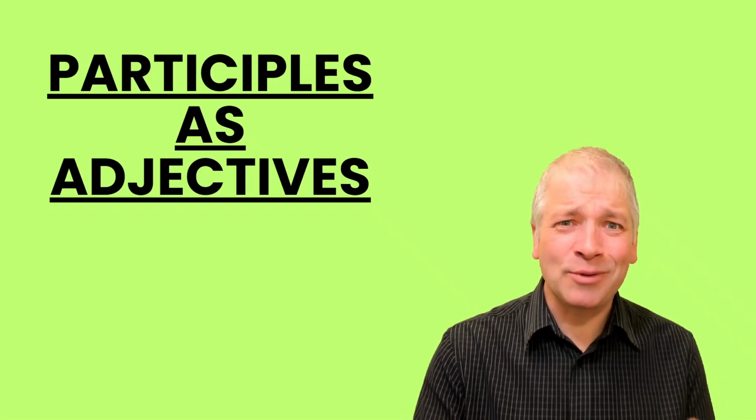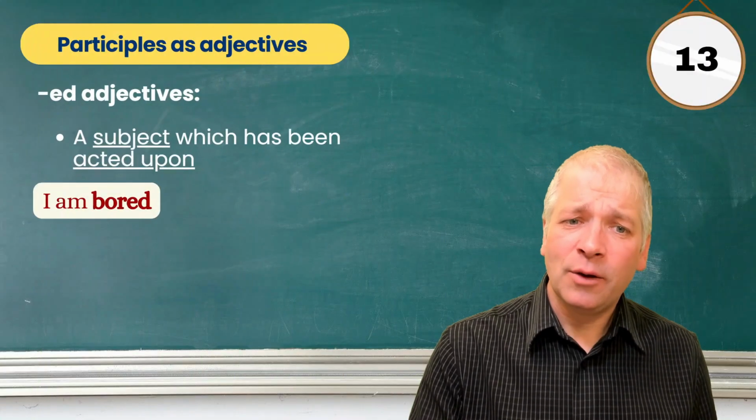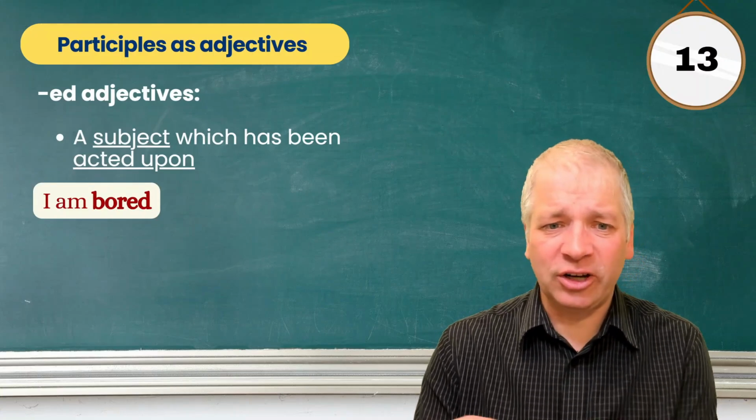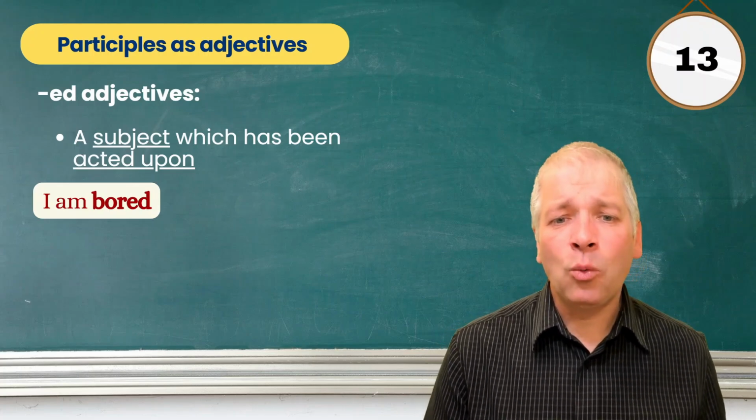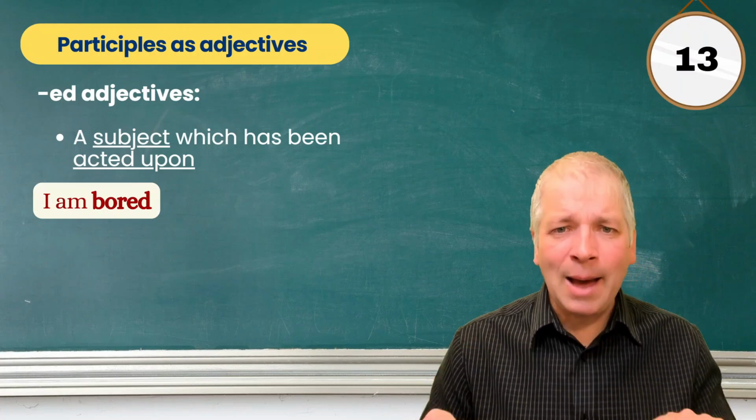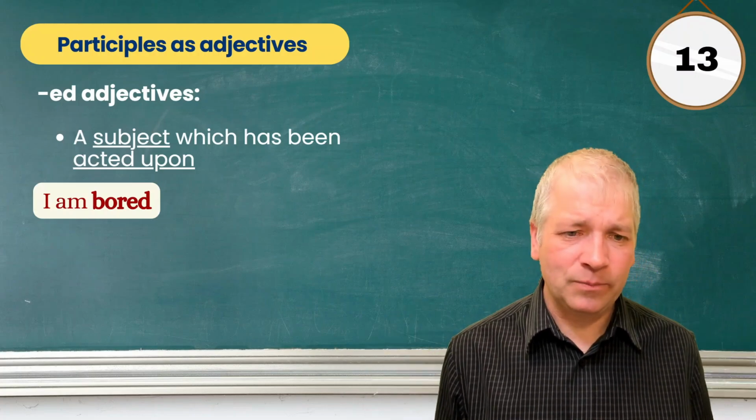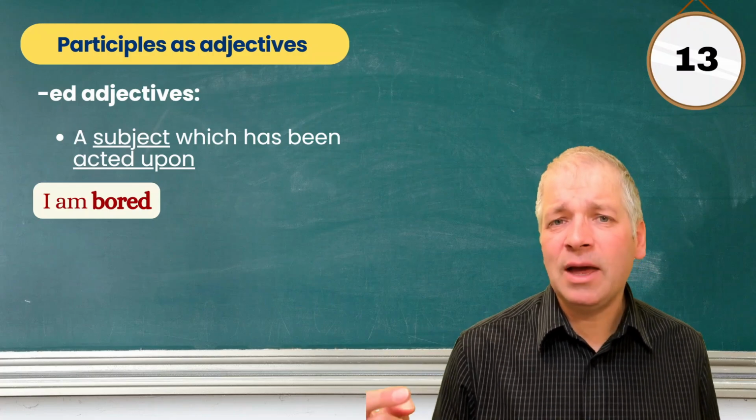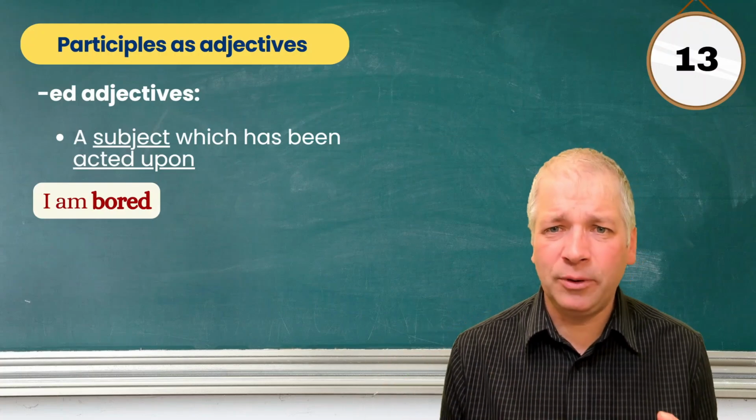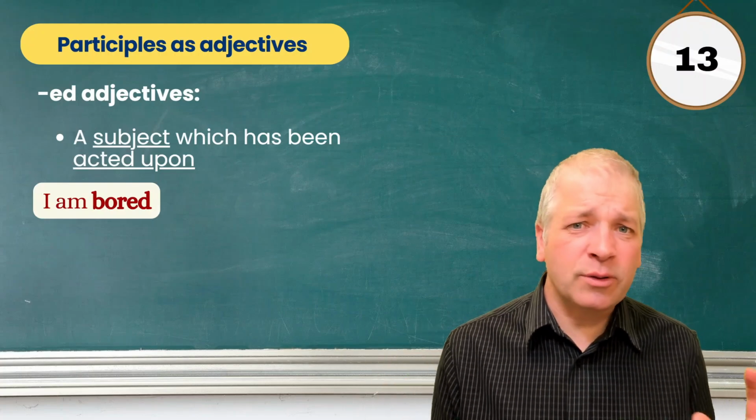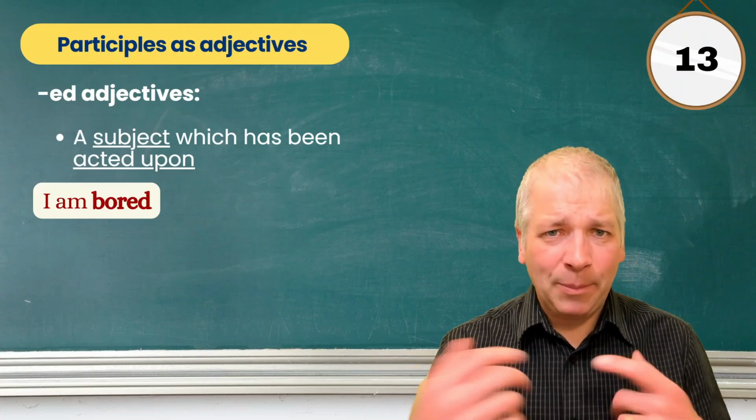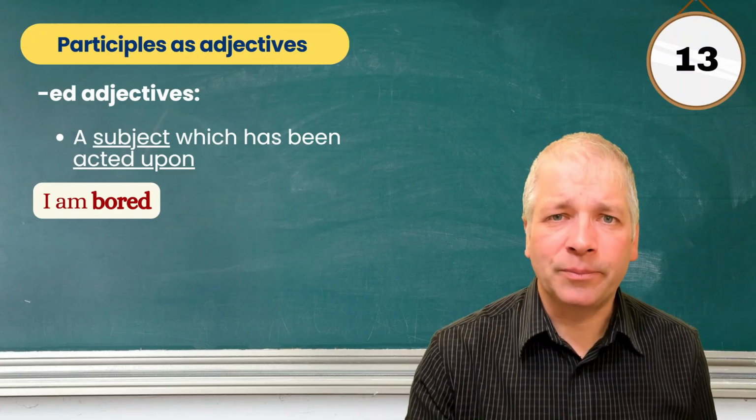Now let's look at participles as adjectives. First of all, ed participles that turn into adjectives. Firstly, a subject which has been acted upon, similar to a passive. So I am bored is like this. It's like a passive. Something has happened to me. Something has happened to I. What has happened? Boredom. So to describe it in a participle form, I am bored. It happened to me. I didn't cause it to happen.